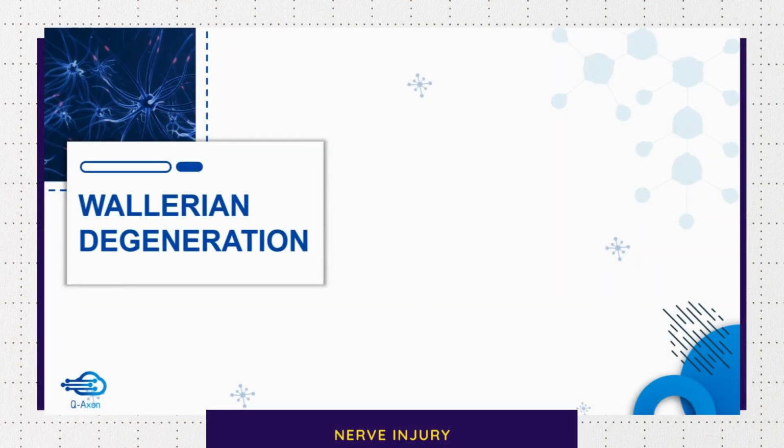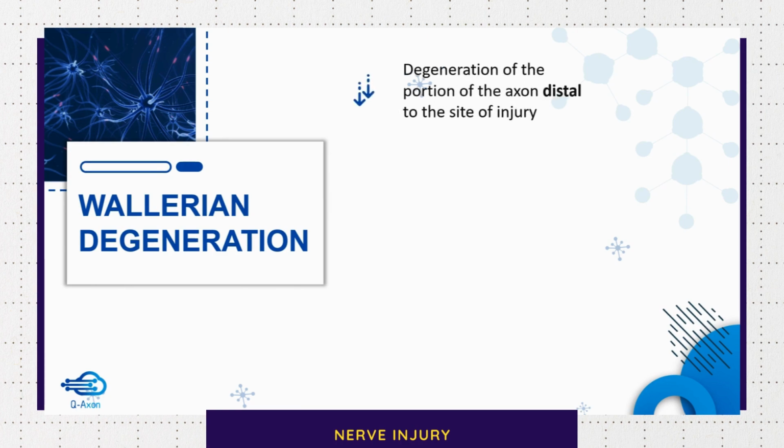So, to summarize the process of Wallerian degeneration, what is Wallerian degeneration? It is degeneration of the distal segment, the segment distal to the site of injury. Now, it begins within 24 hours of injury. And what are the different steps?